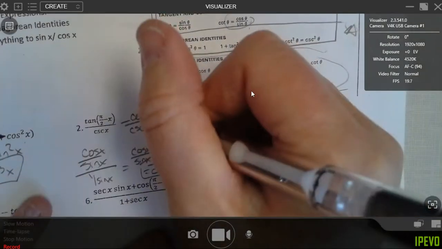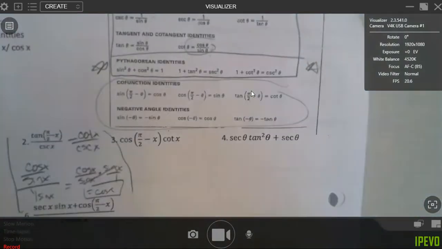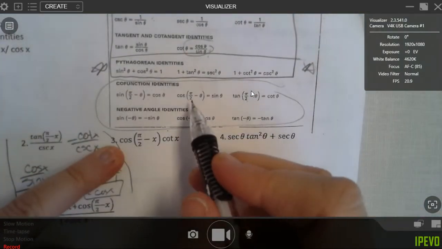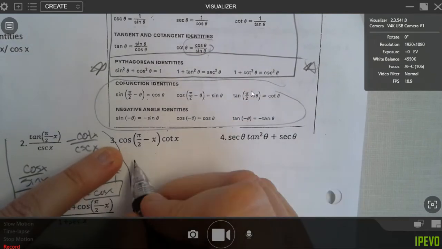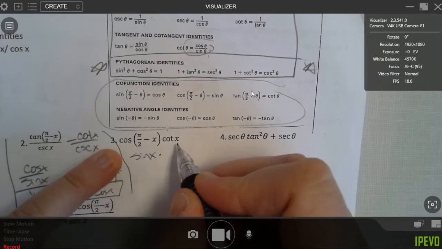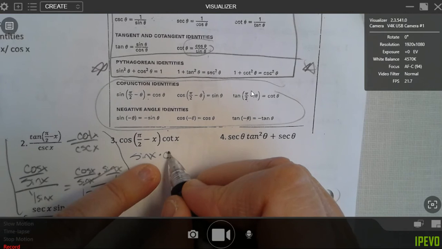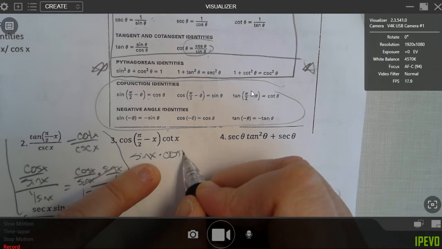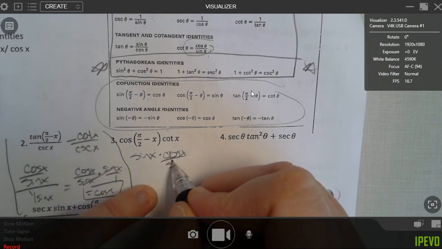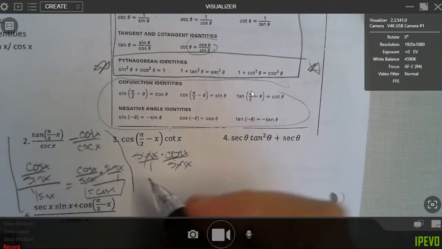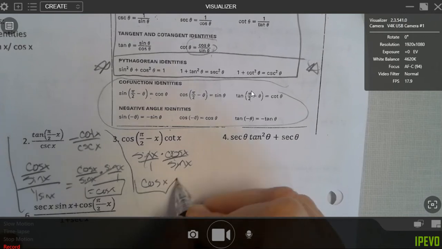All right, so number 3, I might have to get another sheet of paper out. Cosine of pi over 2 minus theta, that's just the sine's answer. So it's really sine of x. And I'm going to change cotangent to sines and cosines again. So cotangent is cosine over sine. It's multiplication, so you can make them both fractions if it helps you. And then cross. So your answer is just cosine of x again.